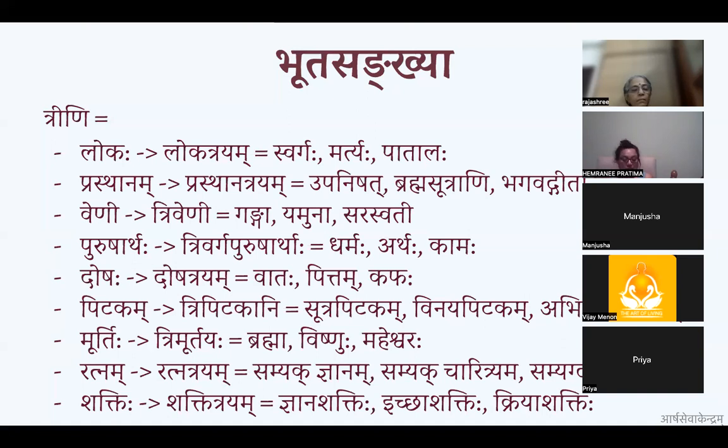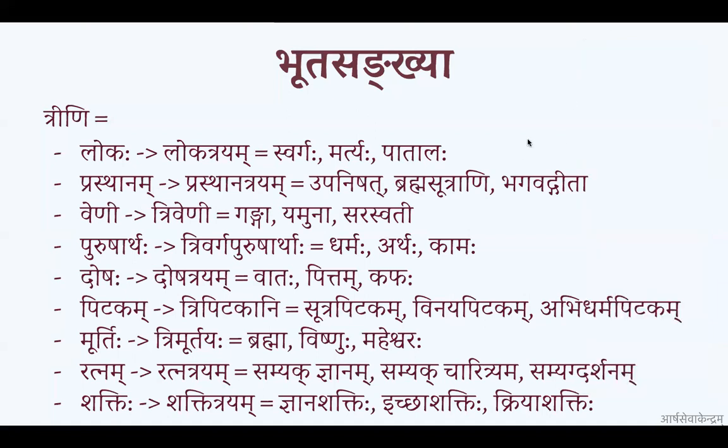In fact, probably Haraprasad Mahodaya, Vijay Mahodaya, all of you have been doing the Bhagavad Gita and all that. You will have more of a contextual understanding of this Bhuta Sankhya. So when you see it later, you can bring in these examples to class, that they use these representations of things in the world to represent numbers. So this Lokaha, this Lokatrayam, Svargaha, Martyaha, Patalaha. Prasthanam, Prasthanatrayam. Look at it. It is Upanishad, Brahma Sutrani, and Bhagavad Gita. These are the 3 prasthanas.